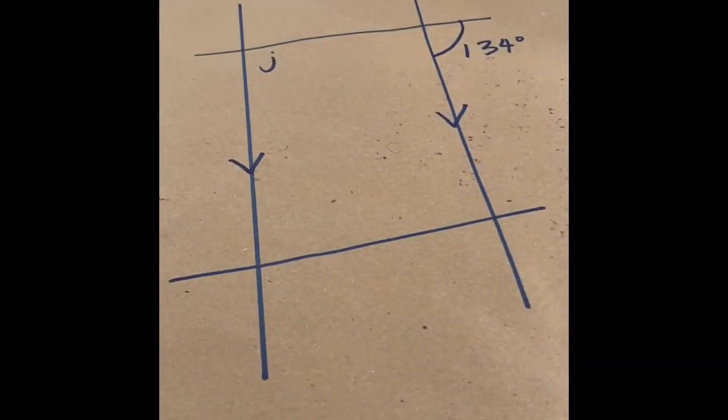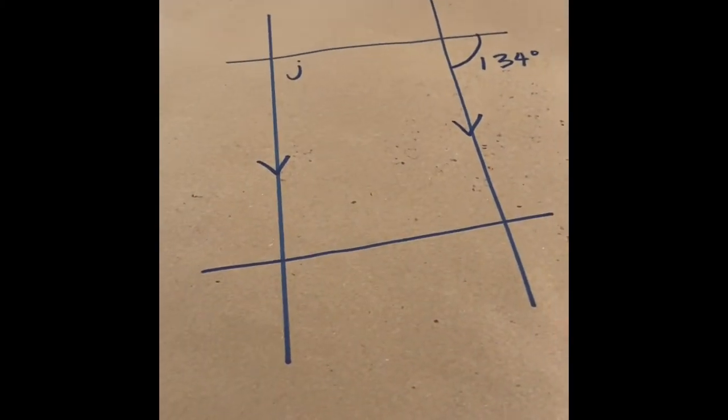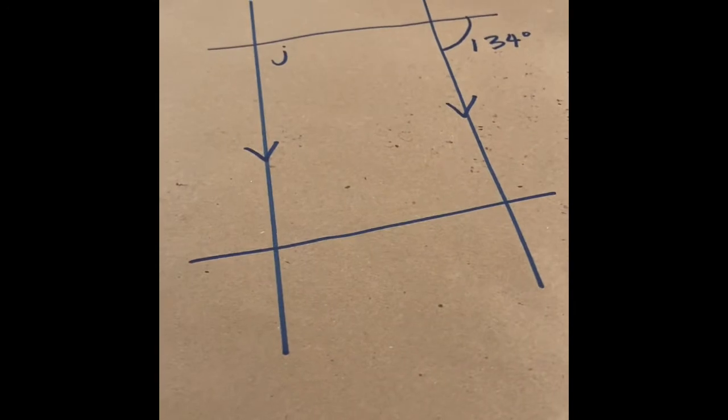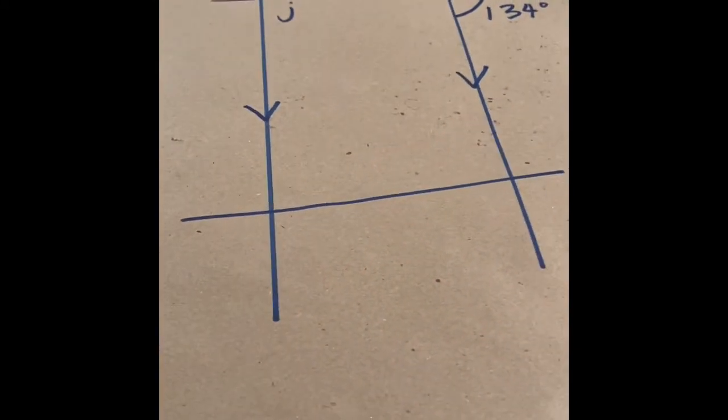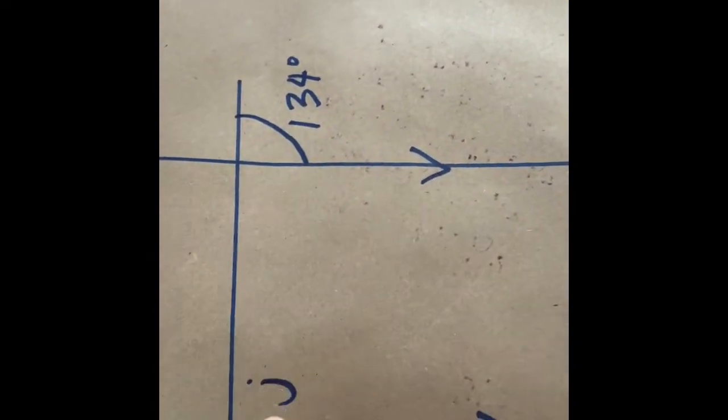So let's look at this question. This question is a little different because this time the parallel lines look like they're going down instead of across. That's not a big deal. All I'm going to do is turn my body around and look at it differently. Okay, so now I've got 134 up here, and I want to know what this angle is right here.